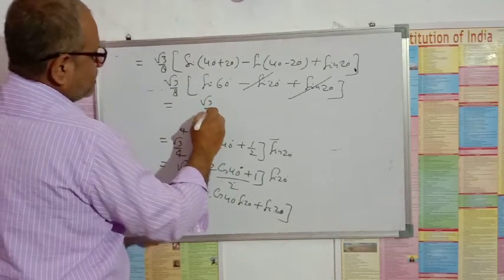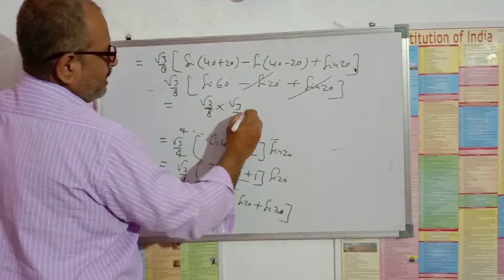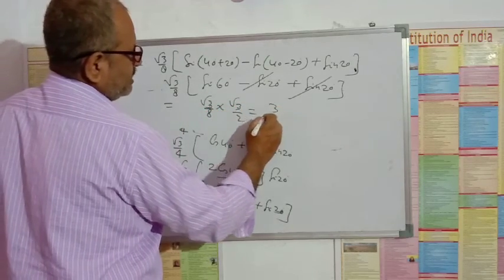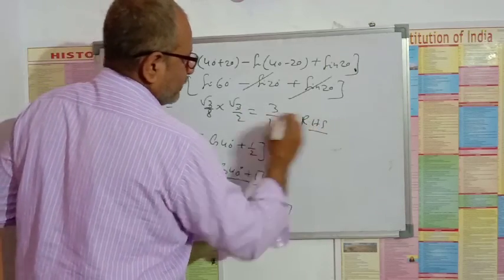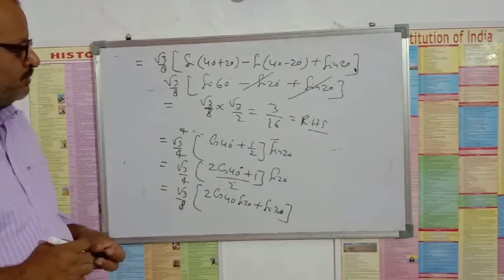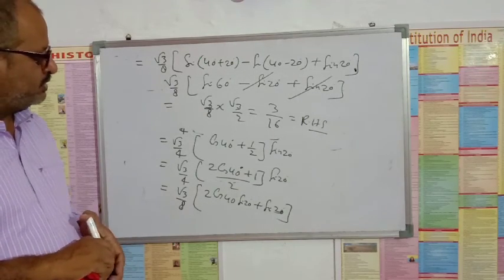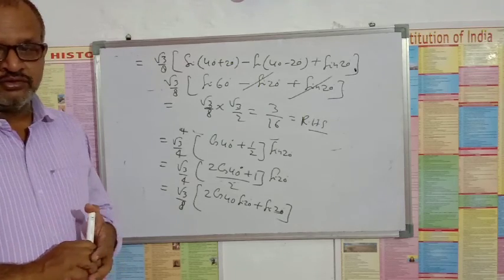Root 3 by 8, sin 60 value is root 3 by 2. Root 3 into root 3 is 3, 8 times 2 is 16. This is the RHS, proved. So in this way we can apply the identity in the problem. I hope that it is clear to you. Now we will discuss some more questions in the next video. Okay, thank you class.